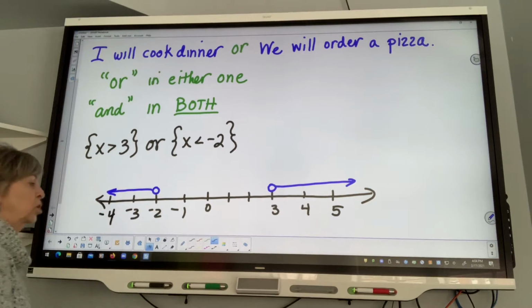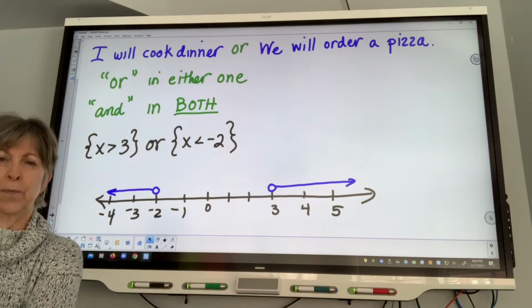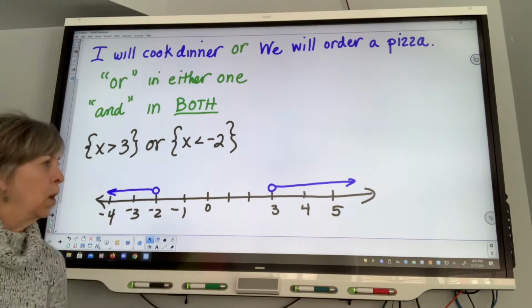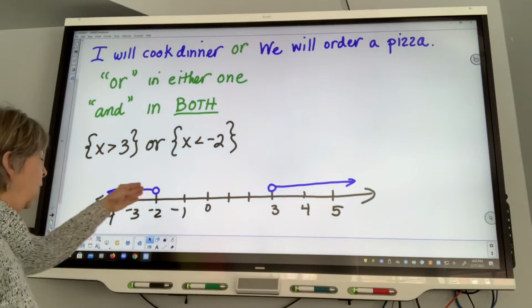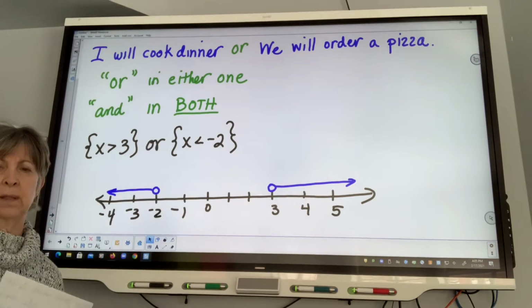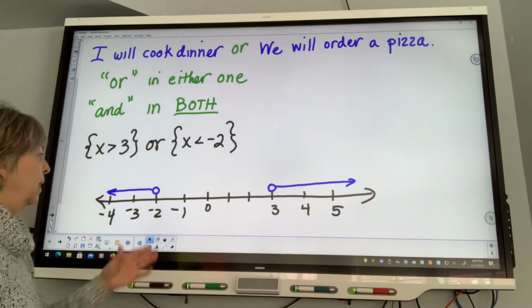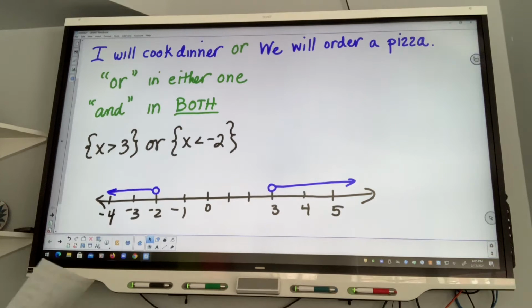So this would show me, and if one of your friends was standing out in the hall and you were trying to describe that set of numbers to him and he couldn't see it, wouldn't you say, oh, well, she graphed everything that's greater than 3 or anything that's less than -2. So this is what that graph would look like: everything greater than 3 or anything that's less than -2.